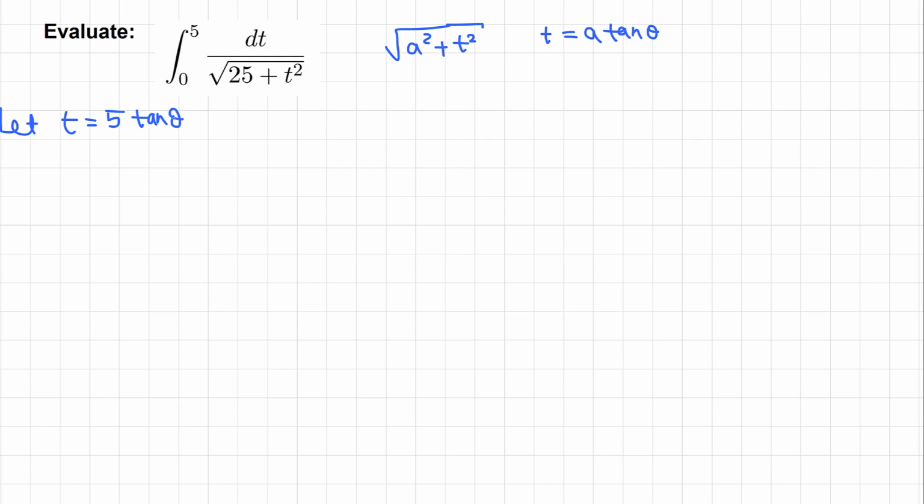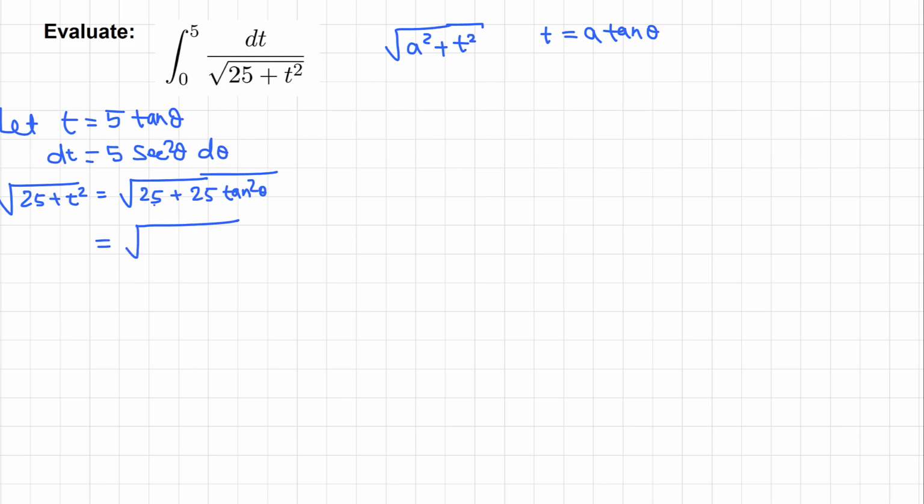Then let's find the derivative of both sides, dt over d theta, and I'm going to write d theta on the other side. The derivative of tangent is secant square. And let's work on this one: the square root of 25 plus t squared, with t being 5 tangent theta squared. That means 25 tangent square theta.